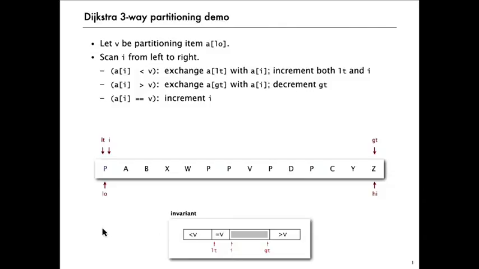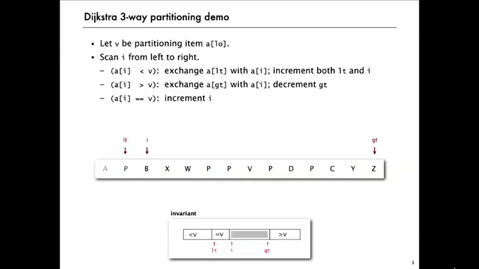So let's do an example or two and see how that works. We increment i and then figure out what to do. So now it's less than the partitioning element. What we want to do is increment lt. So now we have one that's definitely less than the partitioning element, and lt is pointing at the partitioning element. And so now we increment both lt and i. So that's the first case there. Now we have a second item, B.